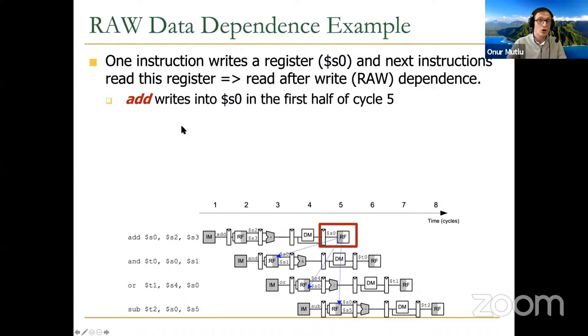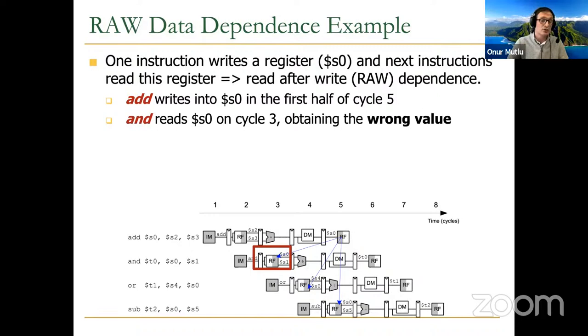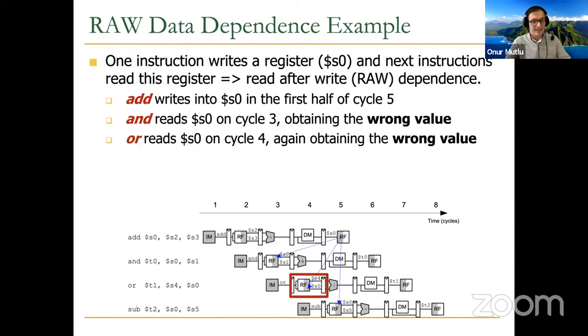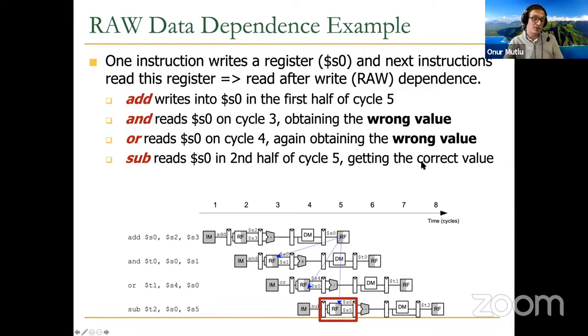So you can see that add writes to S0 in the first half of cycle 5. If you do not implement stalling, AND reads S0 on cycle 3, obtaining the wrong value, and OR reads S0 on cycle 4, again obtaining the wrong value. Now, only sub reads S0 in the second half of cycle 5, getting the correct value. So basically, if you do not implement stalling in some way, this AND and OR will get the wrong value because the pipeline keeps moving, right? But we already figured out that you need to implement that stalling.